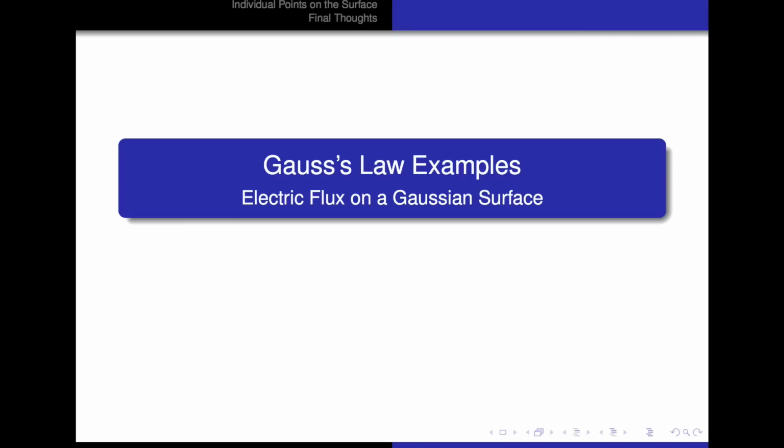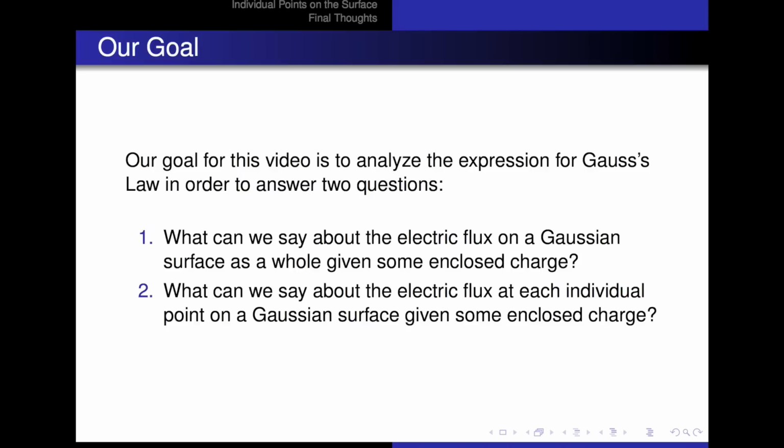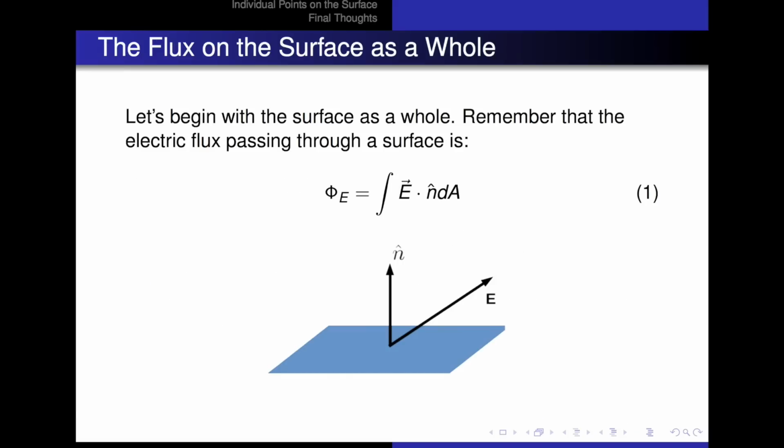So this video will cover an example with Gauss's law, specifically the electric flux on a Gaussian surface. Our goal here is to analyze the expression for Gauss's law in order to answer two questions. Number one, what can we say about the flux on a Gaussian surface as a whole given some enclosed charge? Number two, what can we say about the flux at each individual point on a Gaussian surface given some enclosed charge? So let's begin with the surface as a whole.